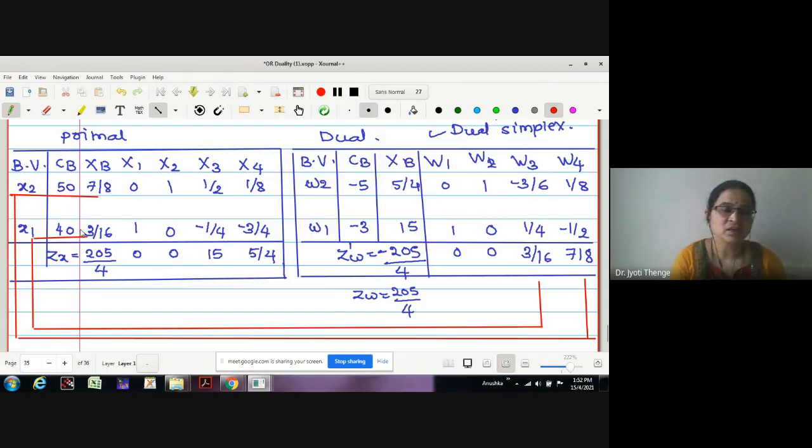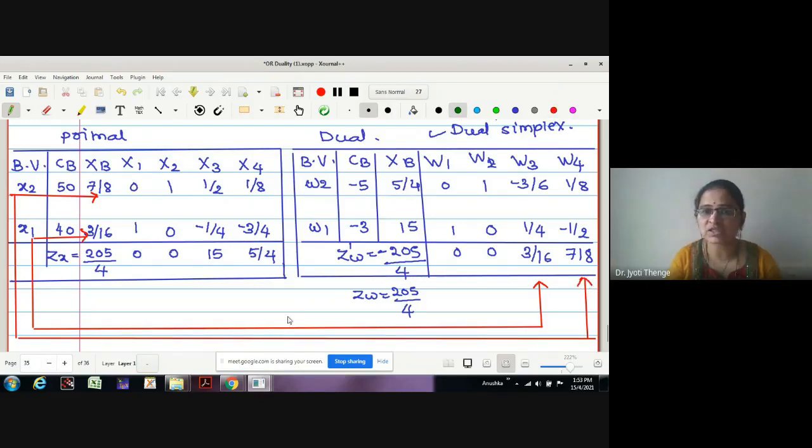That is the value of the first basic variable. The value of the first basic variable is the net evaluation of your second slack vector. See, the positions get interchanged. The value of the first basic variable in the primal problem is the value of net evaluation of the second slack vector W4. Similarly, the value of the second basic variable in the primal problem is the value of net evaluation of your first slack variable.